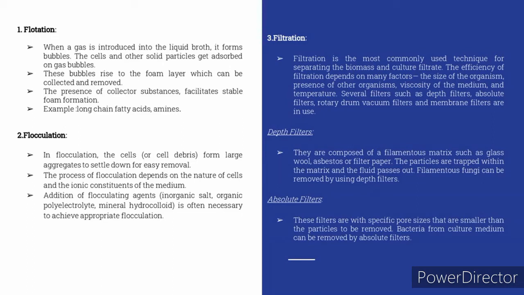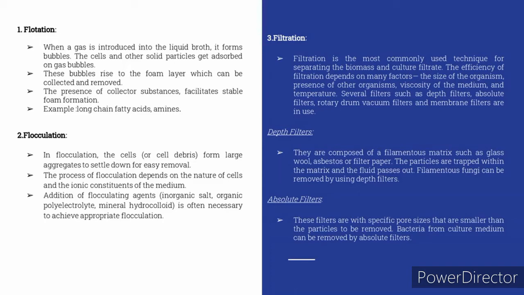The third and the most commonly used technique for separating the biomass and the culture filtrate is filtration. The efficiency of filtration depends upon factors like the size of the organisms, presence of other organisms, that is contaminants, what is the viscosity of the medium, and the temperature of the process. Several filters like depth filters, absolute filters, rotary drum vacuum filters, and membrane filters are currently being used.